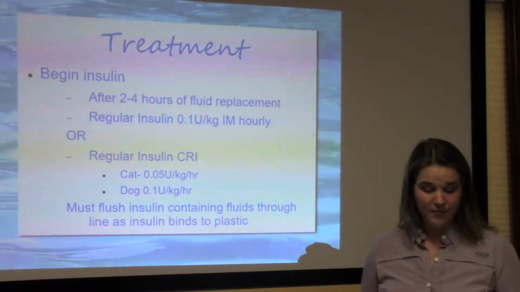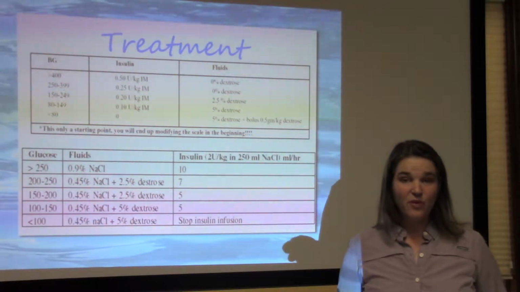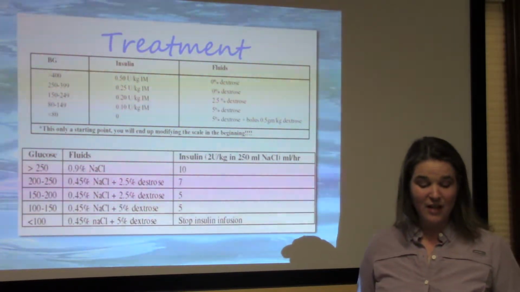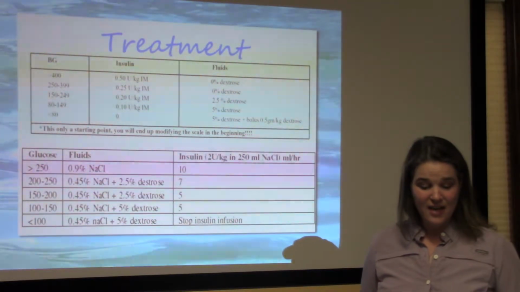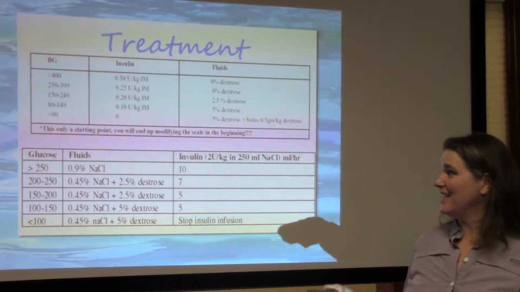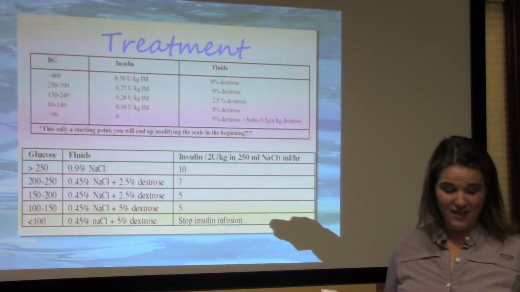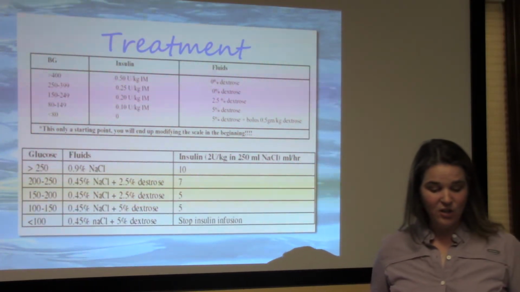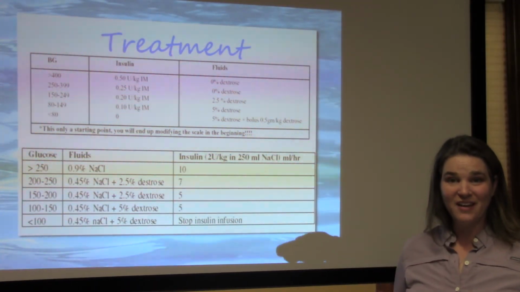These charts are from my favorite critical care book. I highly recommend it. It's called Small Animal Emergency and Critical Care Medicine. It's not that expensive, and it's got a lot of great, easy charts to help you with things. You'll notice, though, that as the blood glucose approaches normal, we keep giving insulin.